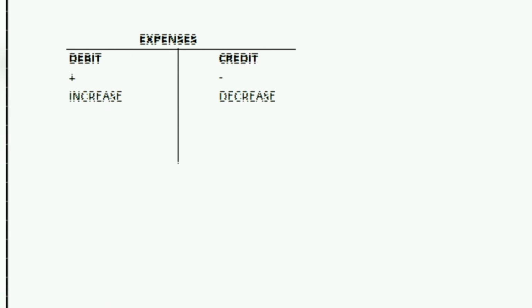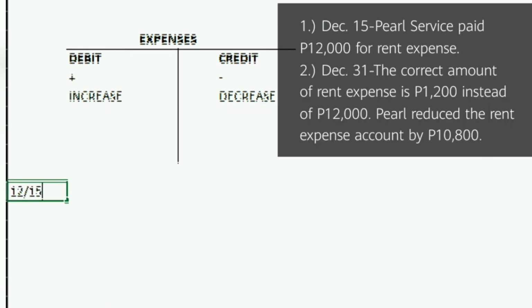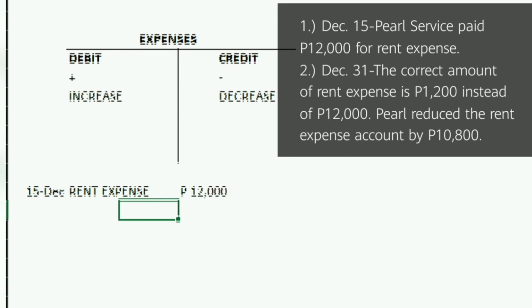Yan. So, to illustrate, we also have here the situations. On December 15, Pearl Service paid 12,000 for rent expense. So, ano yung value received natin? Ano yung nagkaroon tayo ng benefit? Diba rent? Rent expense. So, ginamit natin yung rent. Kaya, debit side na 12,000 pesos.